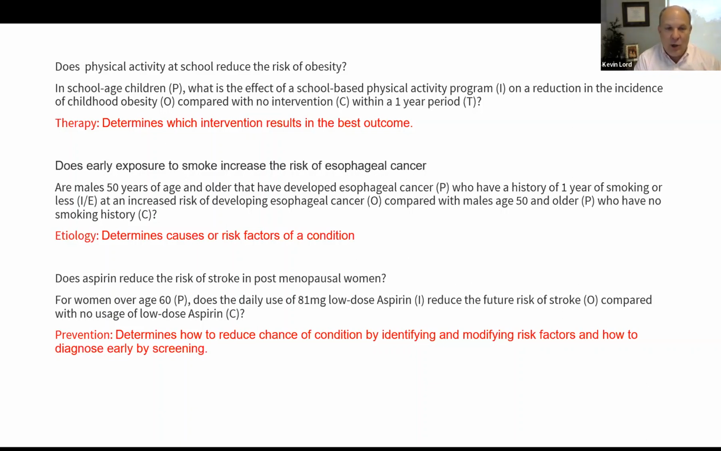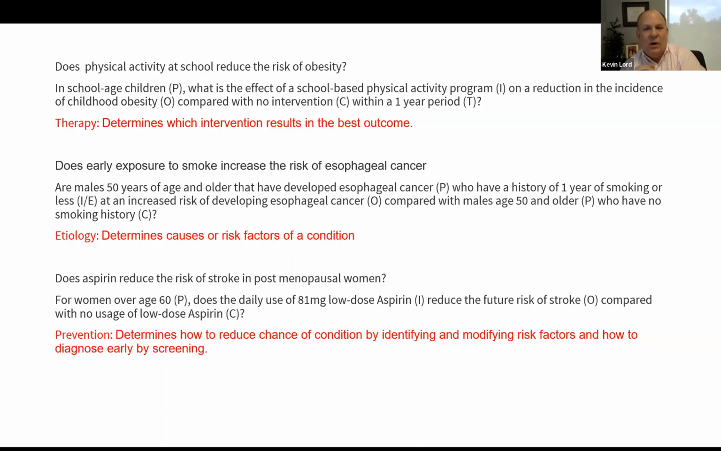So I may not just want to look for, does physical activity reduce the risk of obesity? I'll be getting a wide range. Somebody who's 50 years old and is obese is going to look very different than somebody who is 12 years old, 18 years old, or 25 years old. So add that additional detail of your specific history and physical findings of your patient.